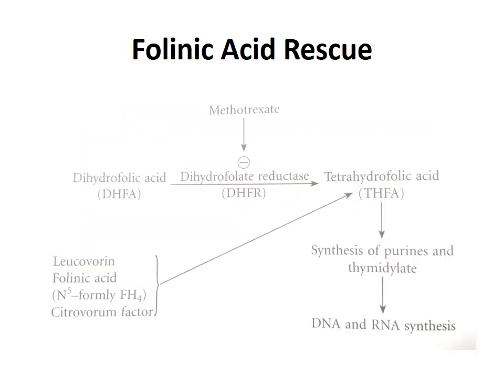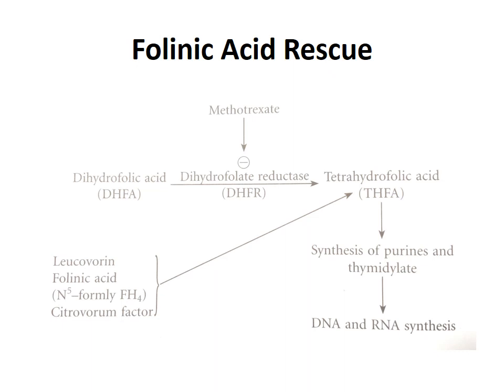What is folinic acid rescue? If we see dihydrofolic acid, DHFA, it gets converted to tetrahydrofolic acid in our body with the help of an enzyme, dihydrofolate reductase or DHFR. Now this tetrahydrofolic acid helps in the synthesis of purines and thymidylate, which helps in DNA and RNA synthesis. Now if we give methotrexate, it blocks the enzyme dihydrofolate reductase. So conversion of DHFA to THFA is hampered.